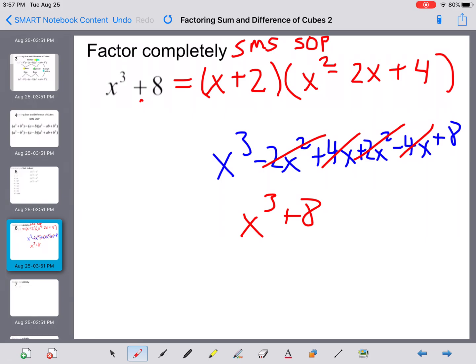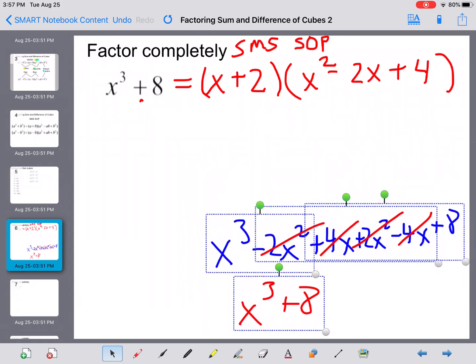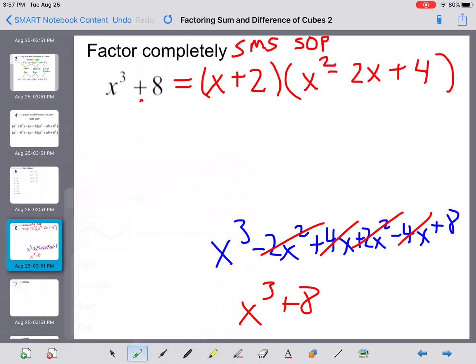Secondly, we can look to see if we are factoring completely. So if we look back at this trinomial right here, we would ask what two numbers multiply to 4 and add to negative 2? Well, if we wanted to break this up, we would say x and x. Our only factors of 4 are 2 and 4.